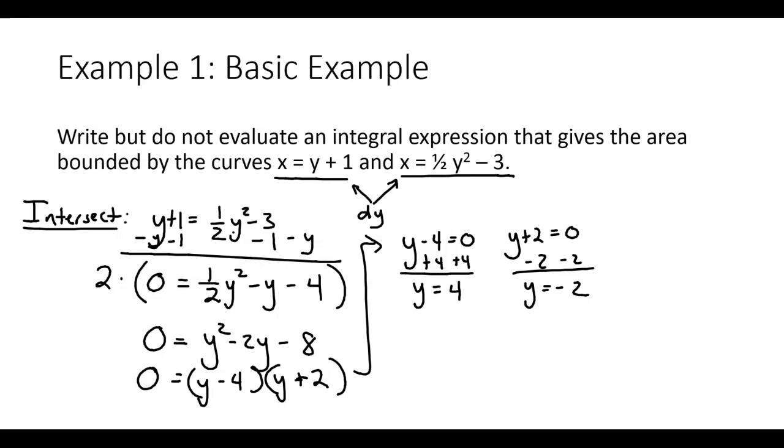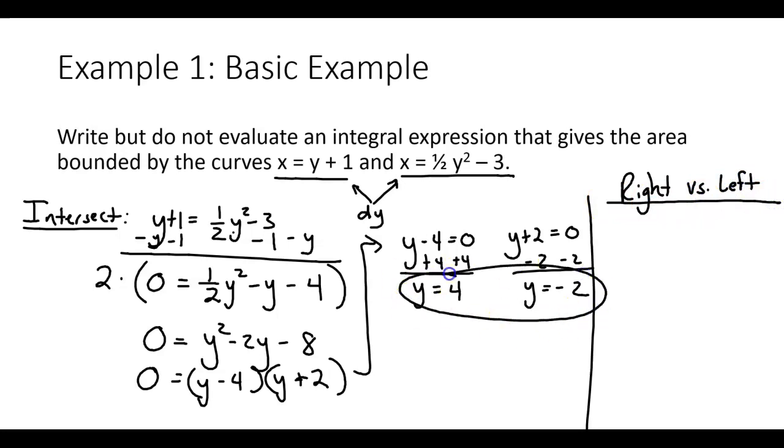We also need to figure out, usually before, when we did this, we had to figure out which one was on top and which one's on bottom. But now we need to figure out which one's on the right and which one's on the left. But you do it the same way. The way that you do that is you pick a point between your intersection points, so between 4 and -2. So I'm going to go with 0.